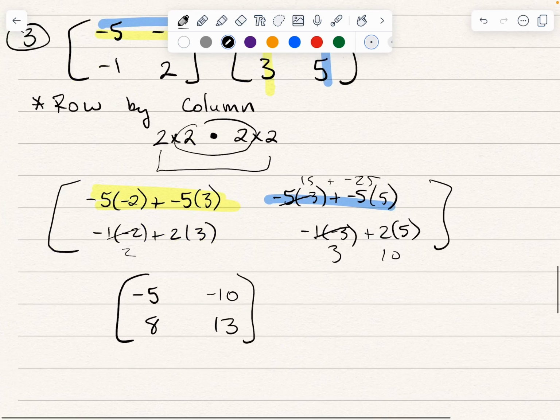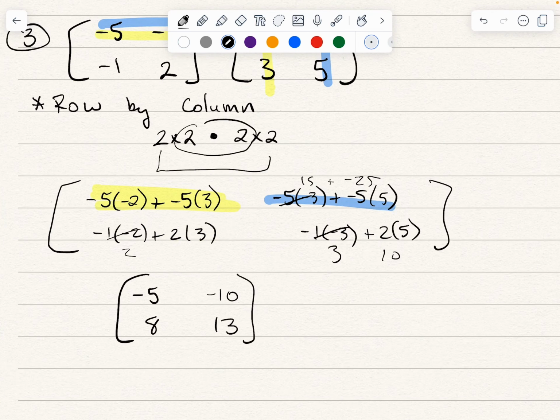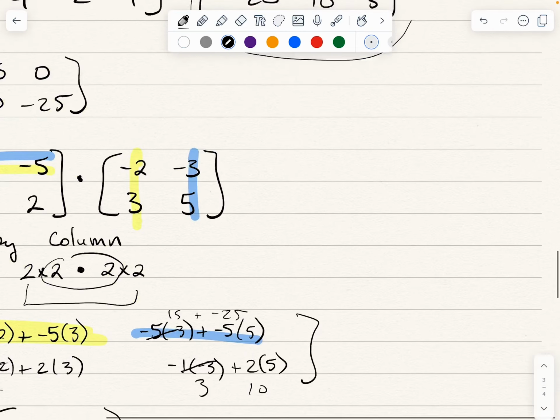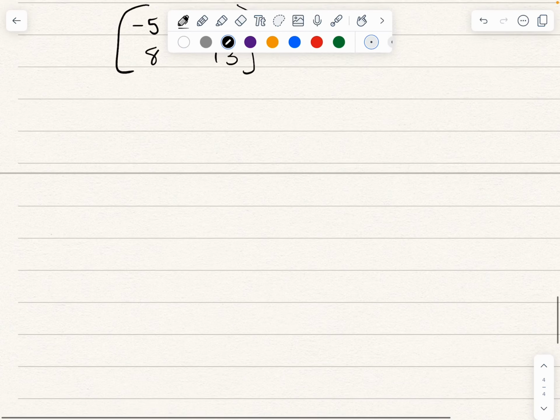So again, row by column, make sure the middles match. If they do, then the ends are going to be your resulting matrix. Okay, so you would do number 4 the exact same way as we did number 3. All right, let's look at 5.